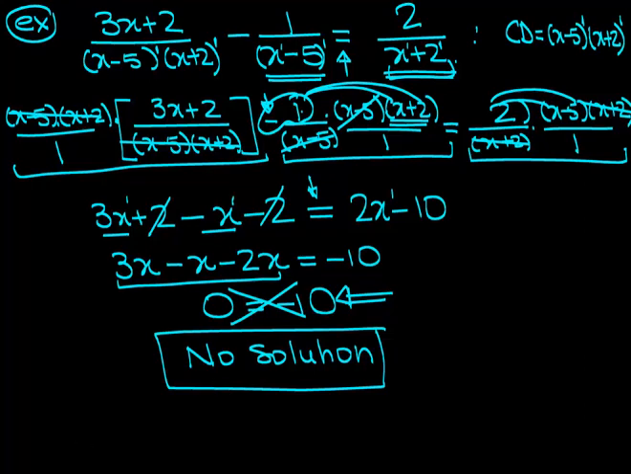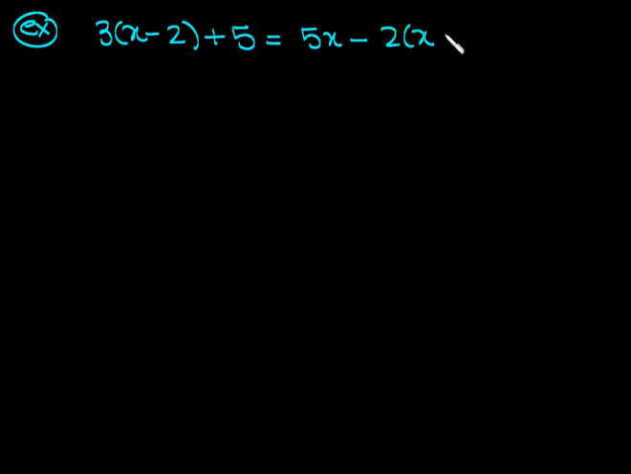Okay, let me do another problem. How about this one? I have 3x minus 2 plus 5 is equal to, I have 5x minus x, let me make this a 4, x minus 2. Okay, so let's take a look at this problem.